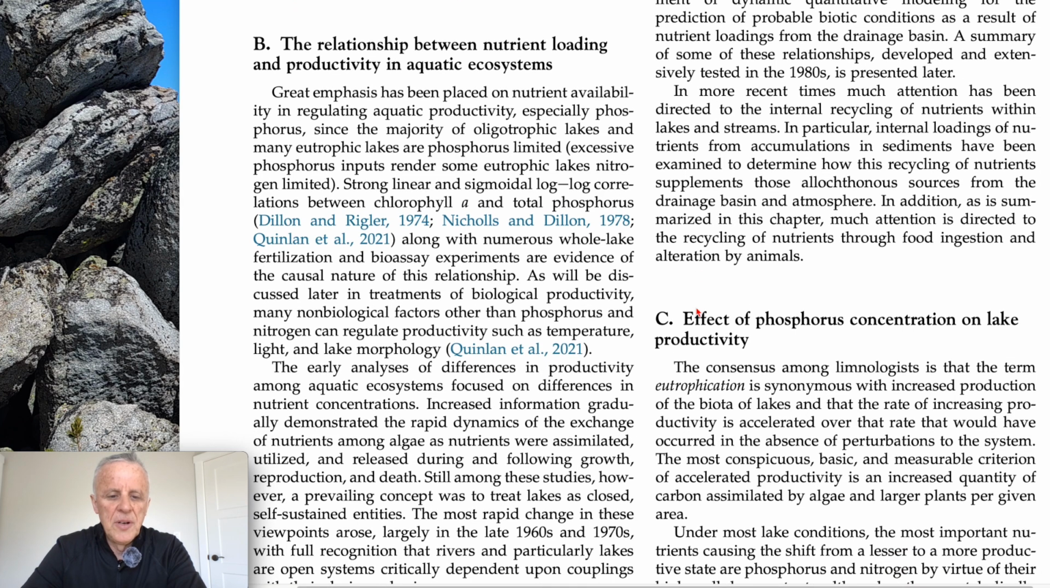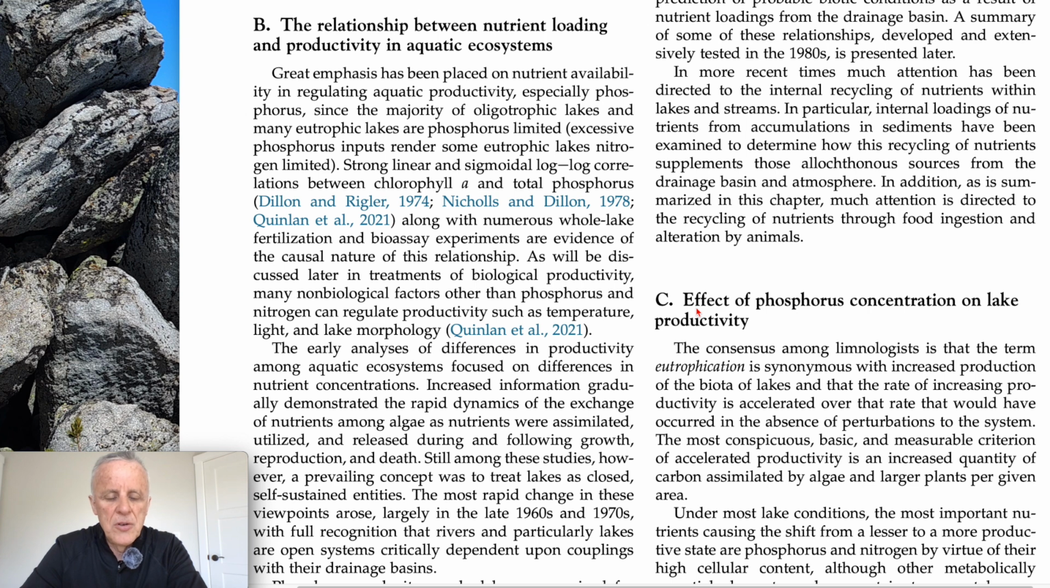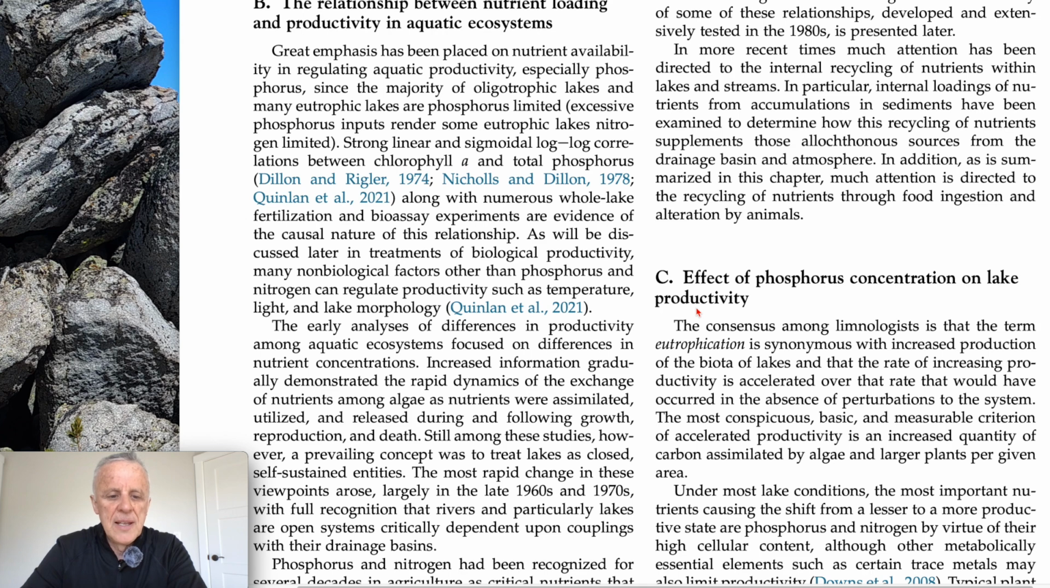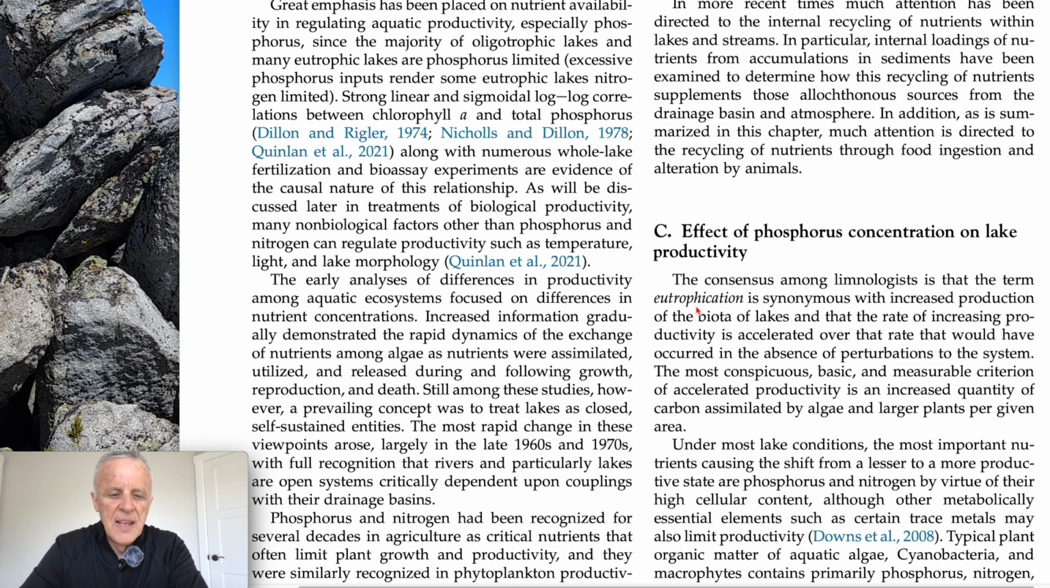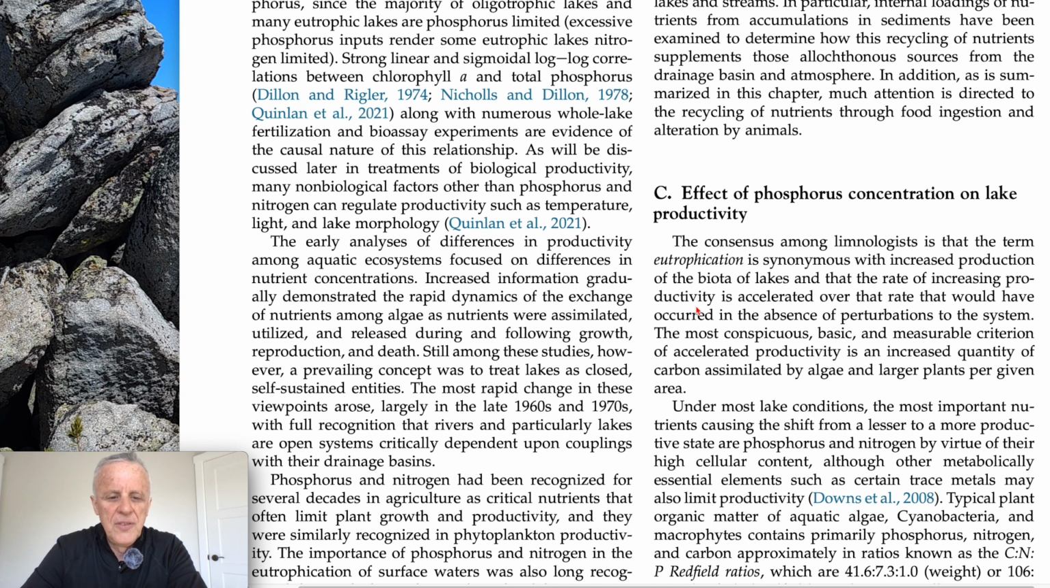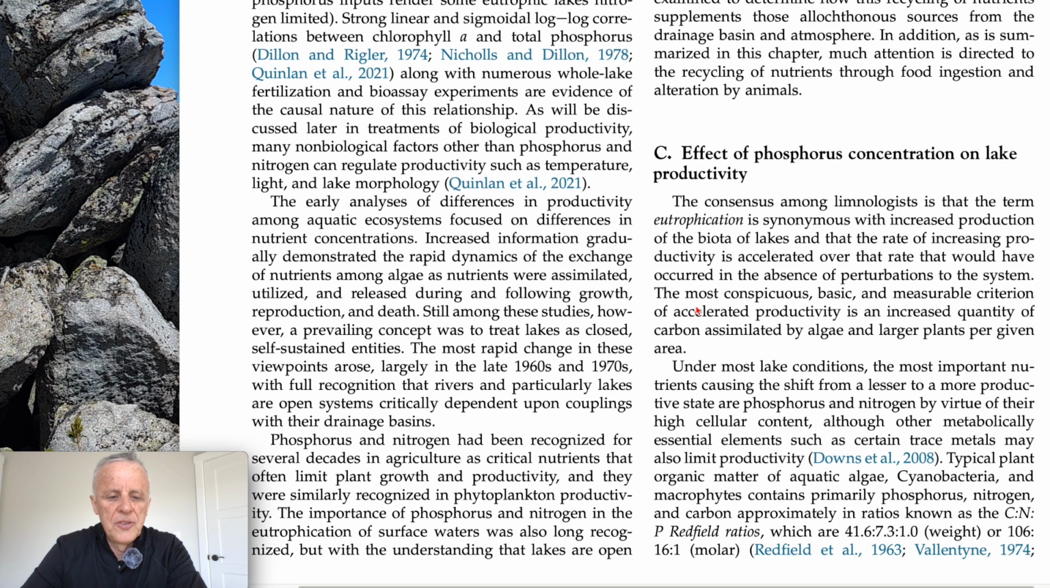As will be discussed later in treatments of biological productivity, many non-biological factors other than phosphorus and nitrogen can regulate productivity, such as temperature, light, and lake morphology. The early analysis of differences in productivity among aquatic ecosystems focused on differences in nutrient concentrations. Increased information gradually demonstrated the rapid dynamics of the exchange of nutrients among algae as nutrients were assimilated, utilized, and released during and following growth, reproduction, and death. Still among these studies, however, a prevailing concept was to treat lakes as closed, self-sustained entities.